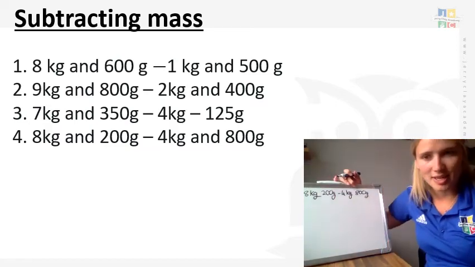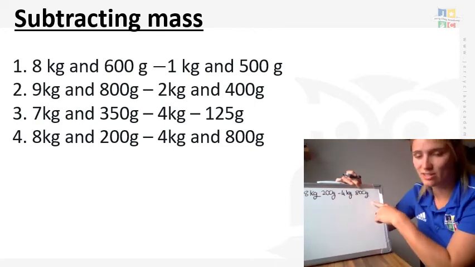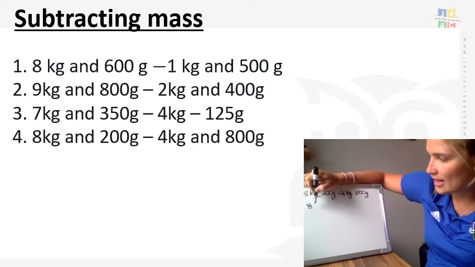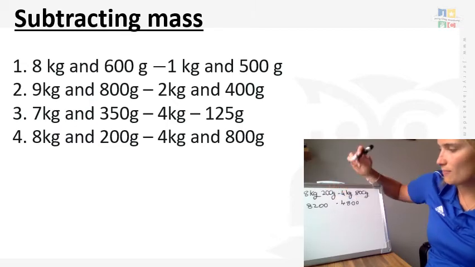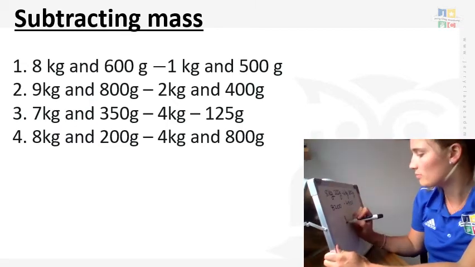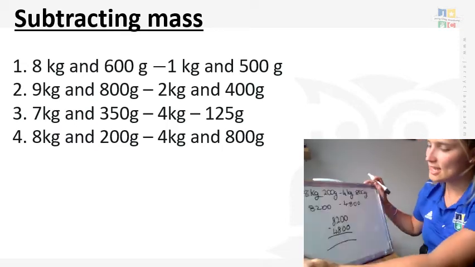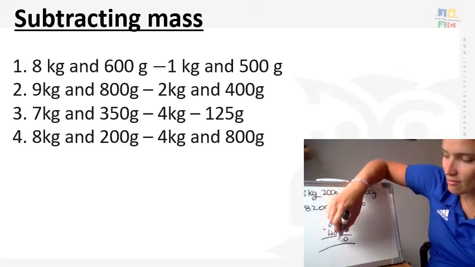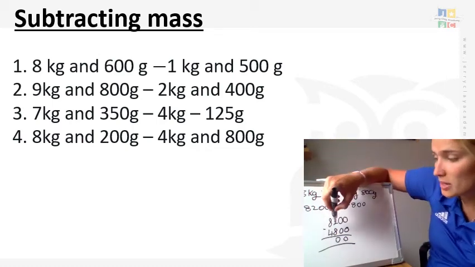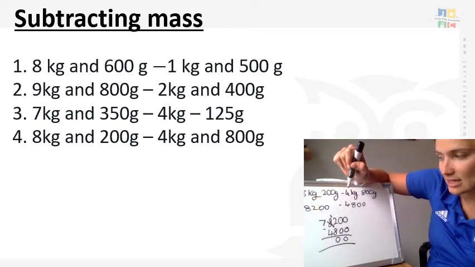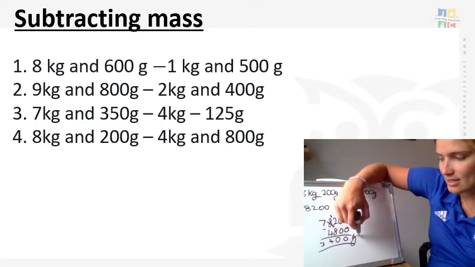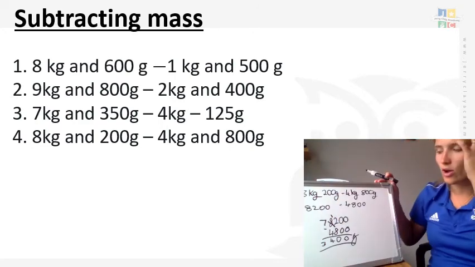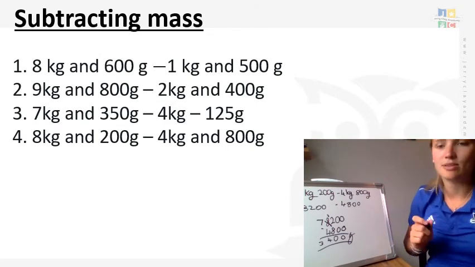Okay, for number four, you might have found that one method isn't quite great, because I can do 8 kilograms, take away 4 kilograms. However, I cannot do 200, take away 800. So for this method, it's best to convert so that you've got 8,200, take away 4,800, and then I would use my column method. So I would do 0 take away 0 is 0, 0 take away 0 is 0, 2 take away 8 I cannot do, so I'm going to have to cross off my 8, turn it into a 7 and put a little 1. So now I've got 12 take away 8 is 4, 7 take away 4 is 3. So I will have 3,400 grams or 3.4 kilograms or 3 kilograms 400 grams.